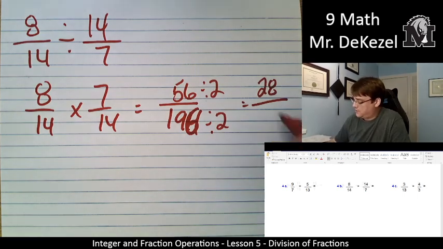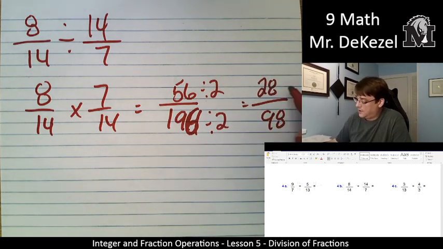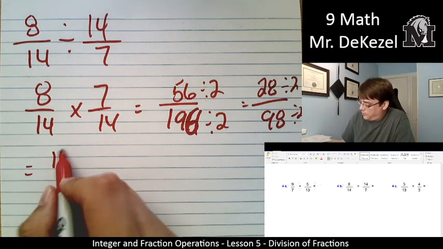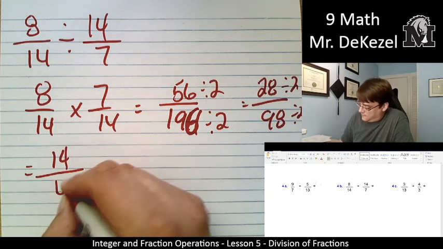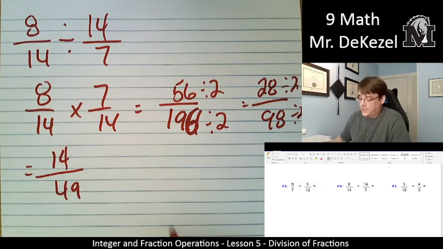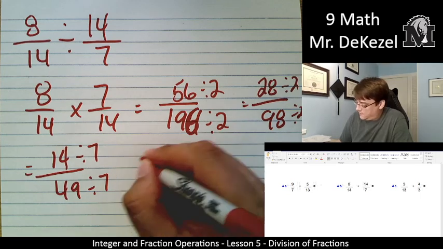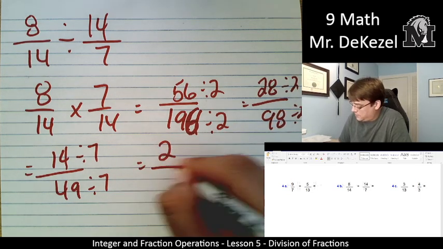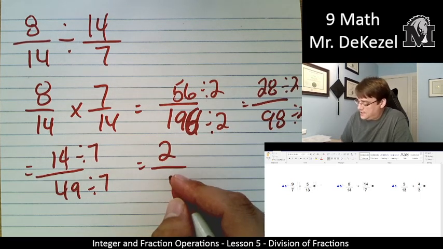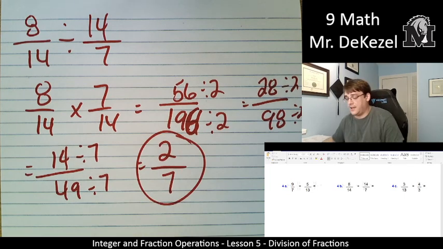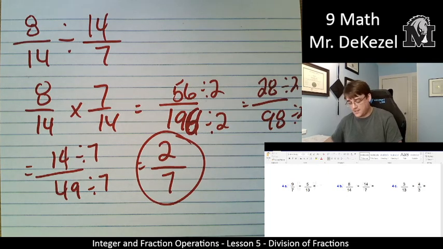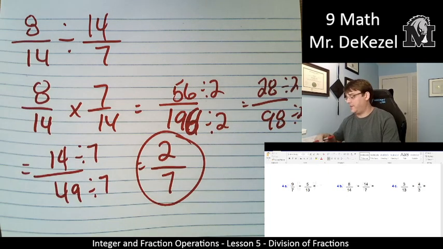196 divided by 2 is going to give us 98. I can go ahead and divide both of those by 2 again. So I get 14 out of 49. And I can do it again. Both of them go into 7, right? So 14 divided by 7 is equal to 2. 49 divided by 7 is 7. And we have our final answer reduced to 2/7. Which again, very happy surprise when we get to reduce like that. That's very nice. 2/7 is our final answer.